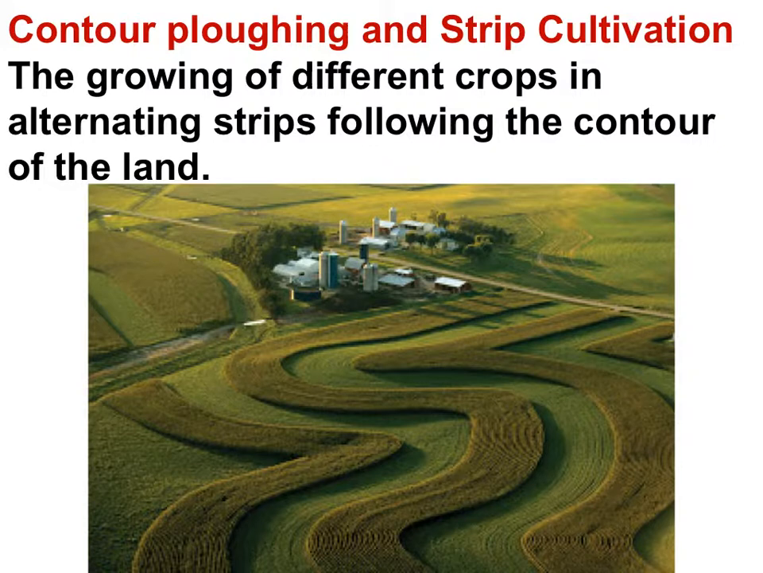Let me say that again. Strip cultivation reduces soil nutrient depletion. Nutrient depletion occurs in monocultures. Strip cultivation involves a few different crops, increasing the diversity and nutrient enrichment of the soil.